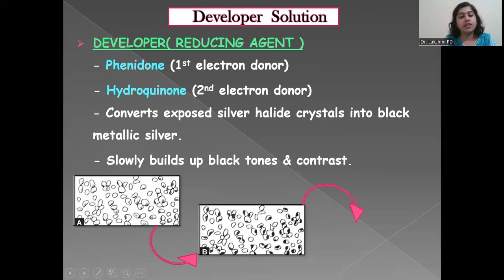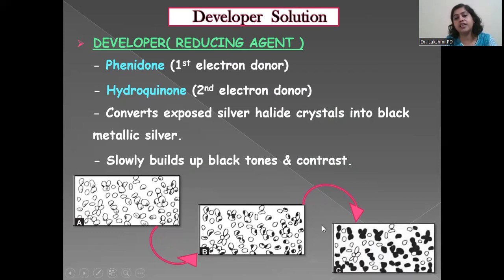Now, once this sensitized film is dipped into a developing solution, the developing agent or the reducing agent will convert the crystals which have these latent image sites into black metallic silver. So that's where you can see those crystals which had latent image sites are all black right now, and these crystals which never had latent image sites, that is which were never exposed, remain unaffected during this entire reduction process.